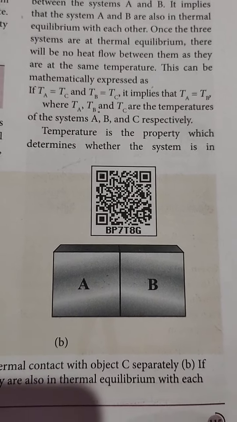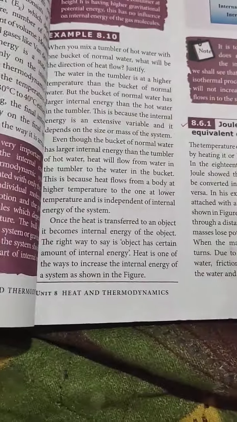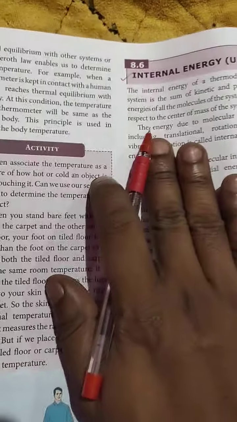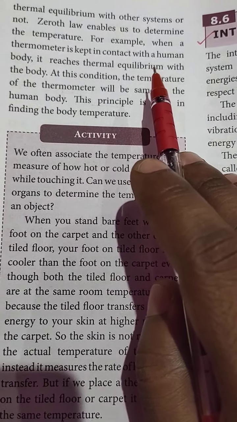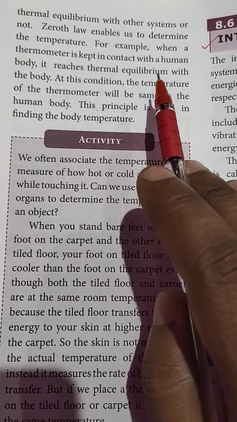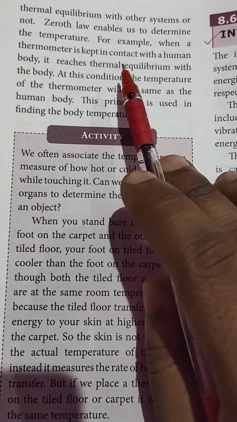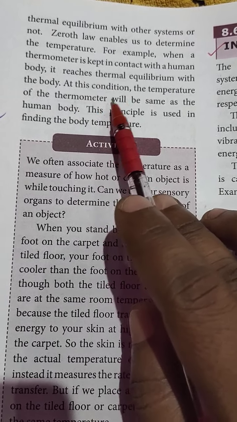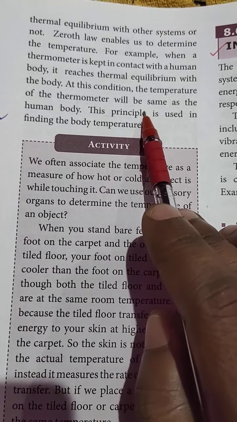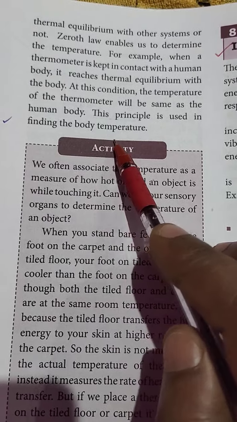Temperature is the property that determines whether a system is in thermal equilibrium with other systems or not. So the zeroth law enables us to determine the temperature. For example, when a thermometer is kept in contact with the human body, it reaches thermal equilibrium with the body. In these conditions, the temperature of the thermometer will be the same as the human body. This is the principle of using a thermometer for finding body temperature.